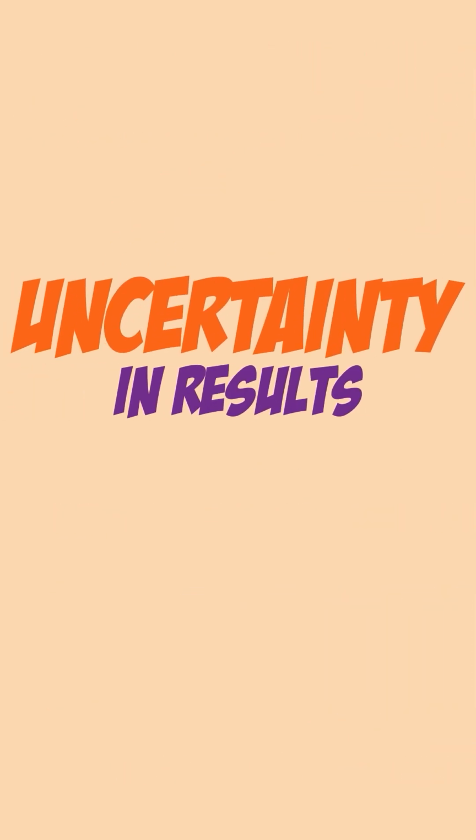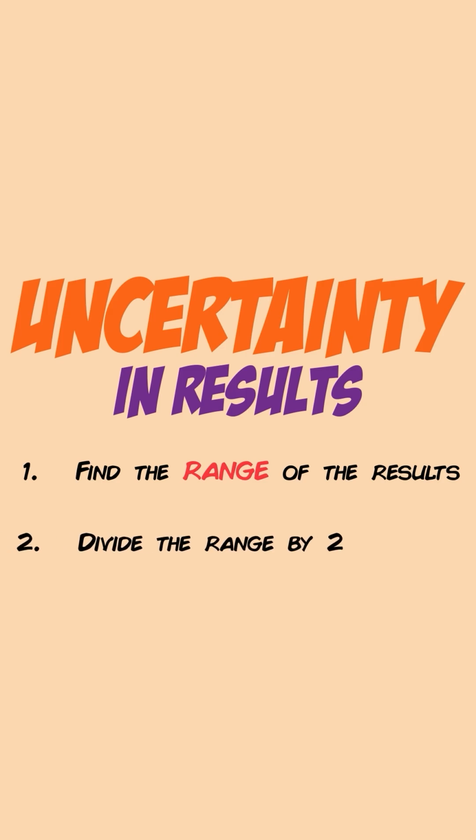You can also calculate uncertainties for results that you've obtained from a series of experiments. All you need to do is find the range of the readings and divide it by 2. The range is just the difference between the highest and lowest value.